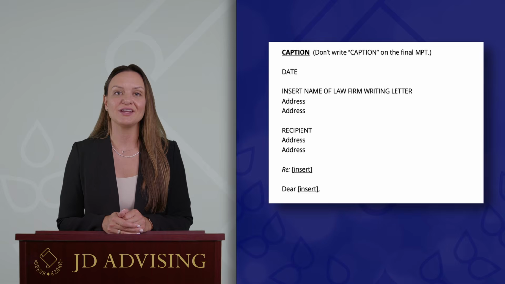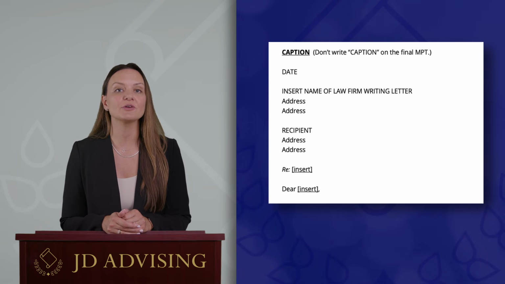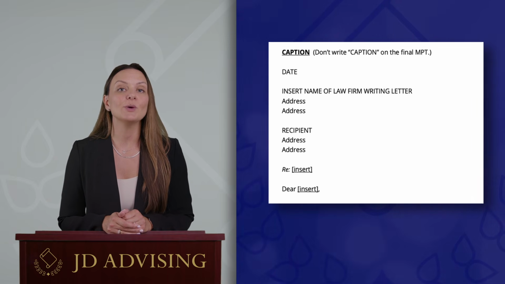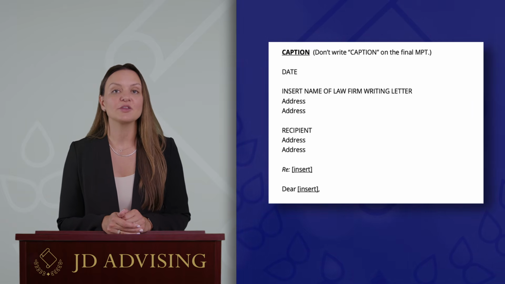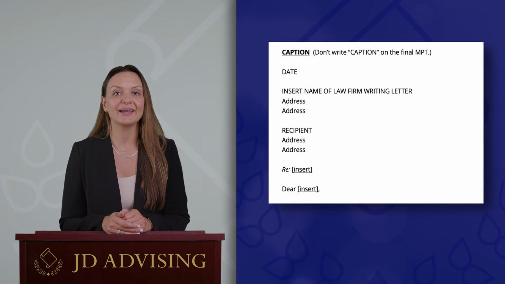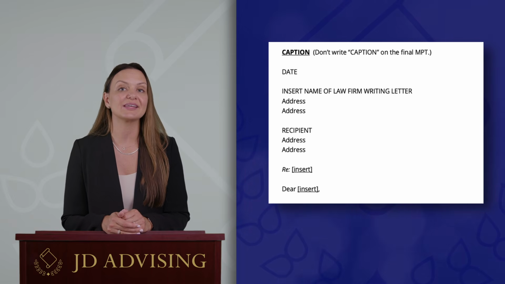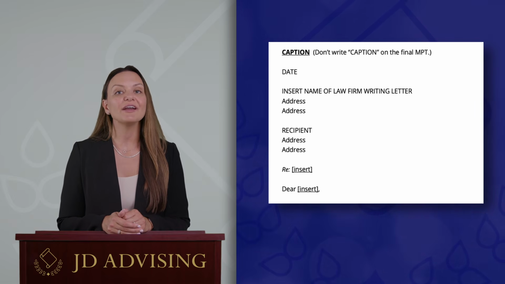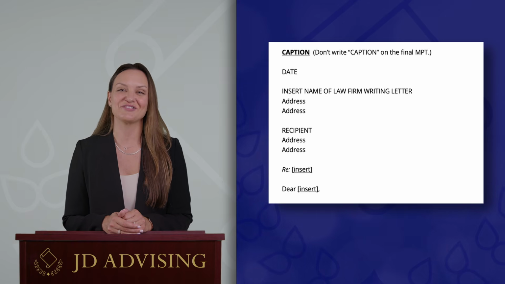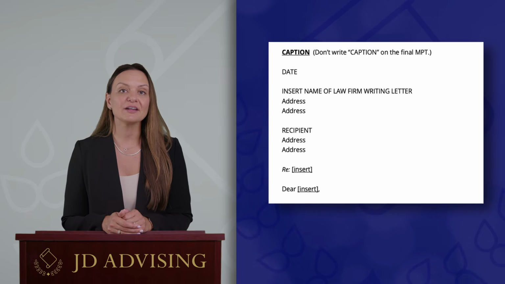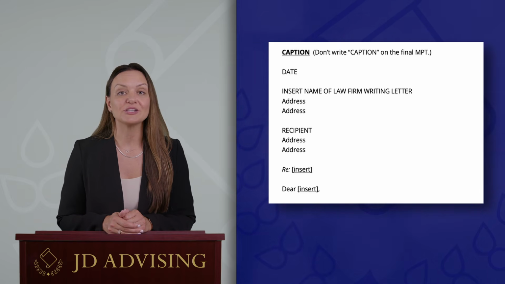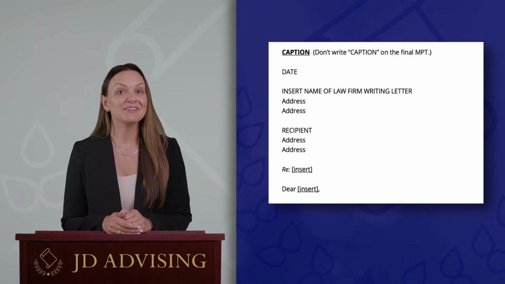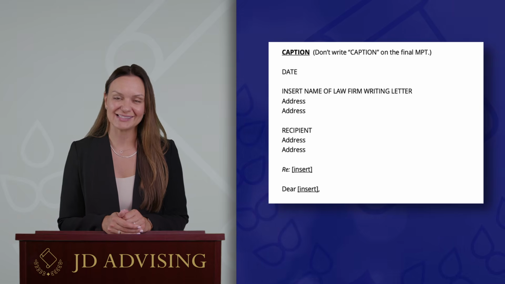Starting with the caption, you will notice it is factual information about the parties that you have to fill in. The date, the law firm writing the letter, the recipient, the subject line, and then who you are addressing the letter to. You will find all of this information in your file. There may be another letter in your file that you can more or less mimic in terms of information and format. But if not, be sure to memorize this.